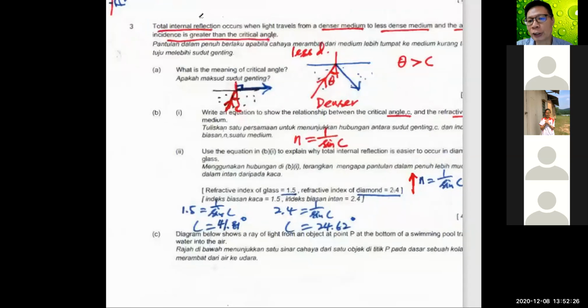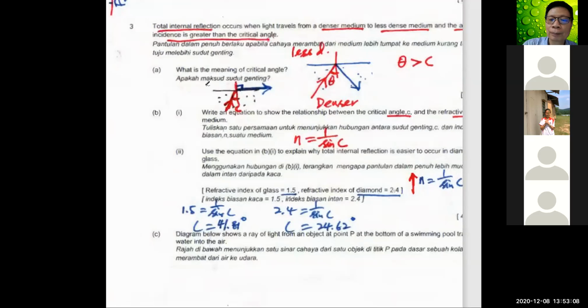Total internal reflection must be something like this. The light must move from denser, this is denser, and go out to less dense. Water goes out to air, denser to less dense. When this angle of incidence is very big, bigger than the critical angle C, the light will be reflected internally and come back. This is called total internal reflection. The light reflects totally inside the water, inside the glass. It never goes out to the air when the angle of incidence theta is bigger than the critical angle C.